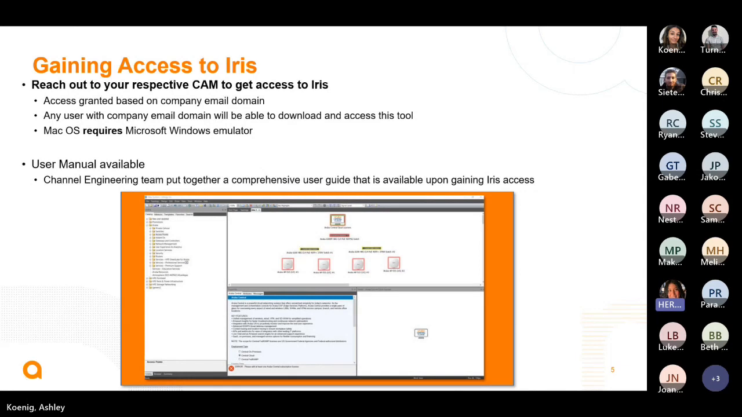An approval email will then be sent back from your CAM with detailed instructions for downloading and additional information around video training, which Brian had mentioned at the beginning of the demo, a comprehensive user guide, Aruba pricing instructions, and even Iris Support Center. Another note here is that Mac OS requires a Microsoft Windows emulator, so just keep that in mind as well. So I think that covers gaining access to Iris.